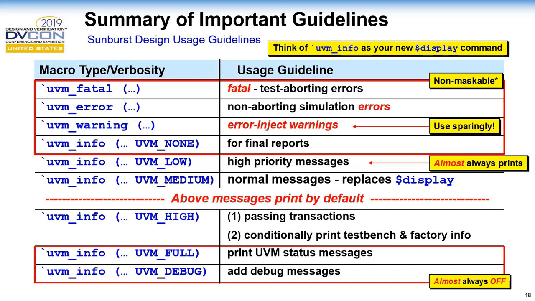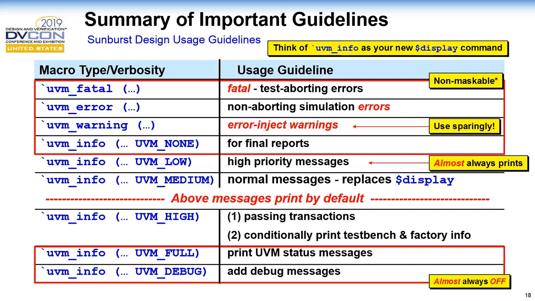Then after you're satisfied that it's working, you can go back to a default verbosity or turn the verbosity low, and now you're not going to see the passing messages anymore. UVM full, I use that to print status messages. So if you want to say something like, I'm now done with the connect phase, I'm now done with the end of elaboration phase, you could use that so that it rarely comes out. And UVM debug when you add debug type messages.